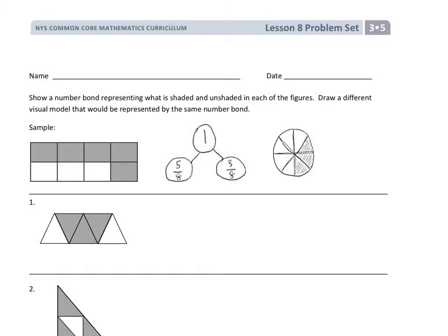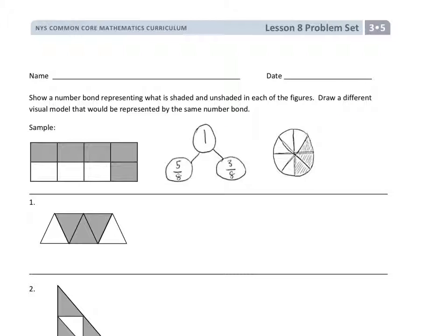Alright, let's go on to the problem set here. So here we are with the problem set, and it tells us to show a number bond representing what is shaded and unshaded in each of the figures. We're going to stop there. We're going to do that part first, and then we're going to come back and do part 2.